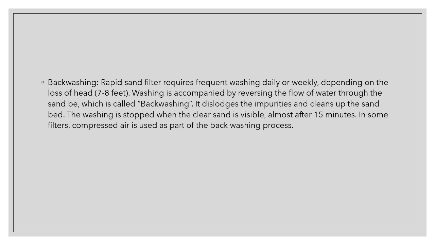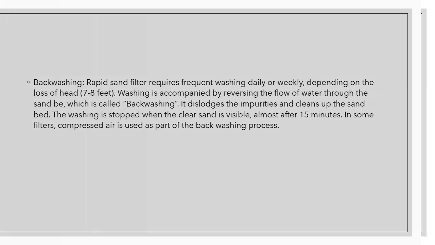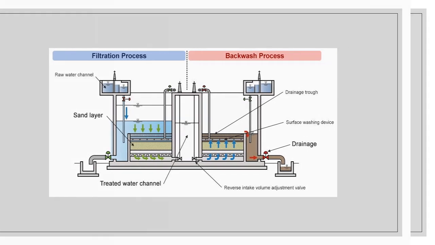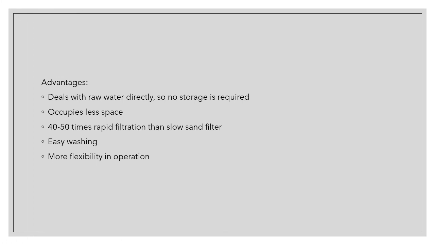This would be better explained by the use of a diagram. Right here, you can see that on the left is the filtration process where the water comes from top to bottom, and in the backwash process, the water moves from bottom to top. The advantages of the rapid sand filter are that it deals with the raw water directly, so we don't need to store the water. It occupies less space. It is much more rapid, about 40 to 50 times more rapid than slow sand filter. It has easy washing, and it is more flexible in operation.